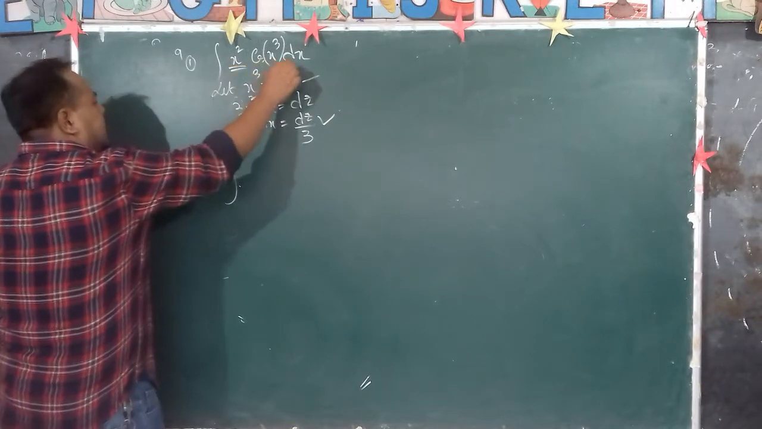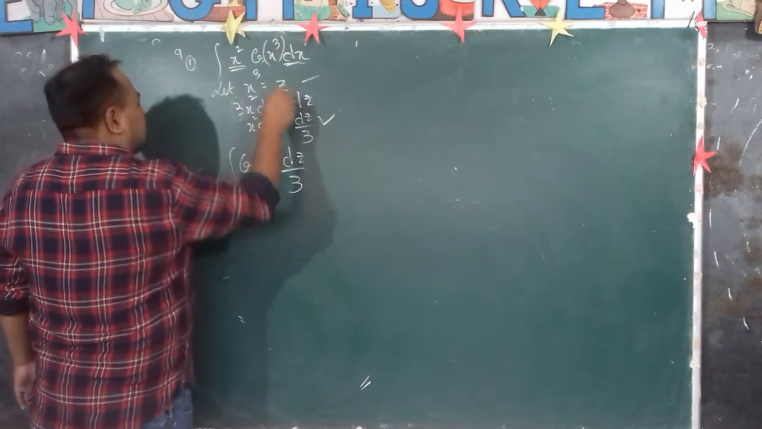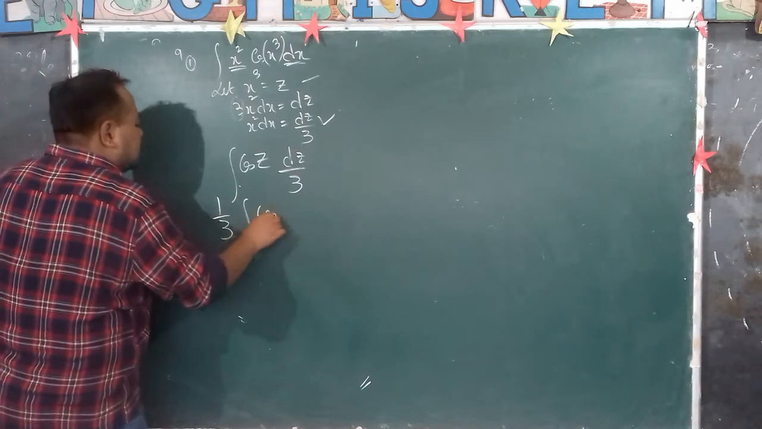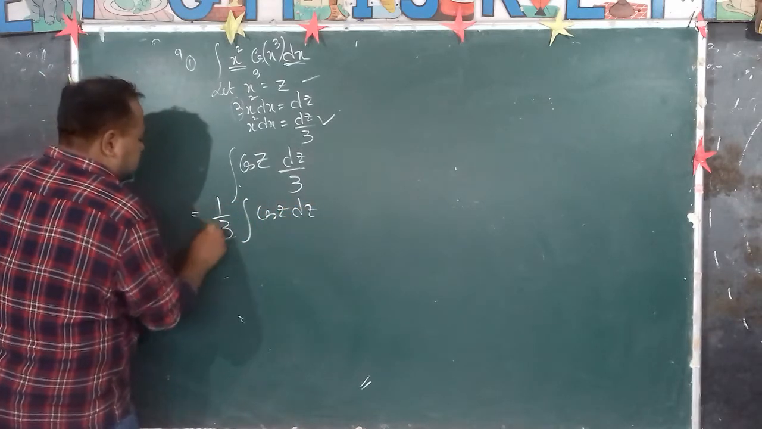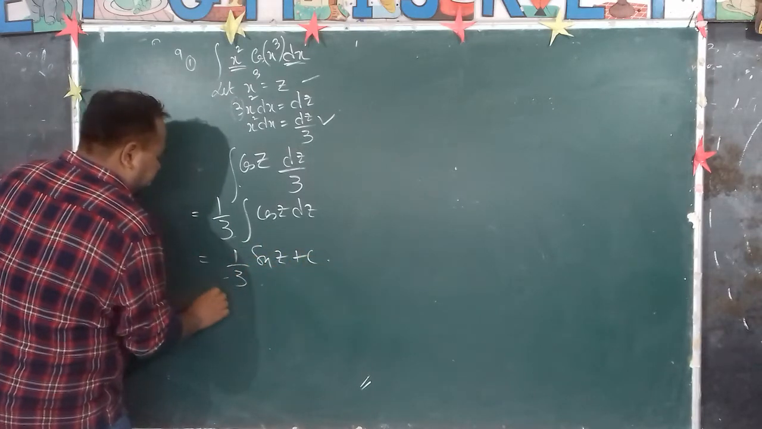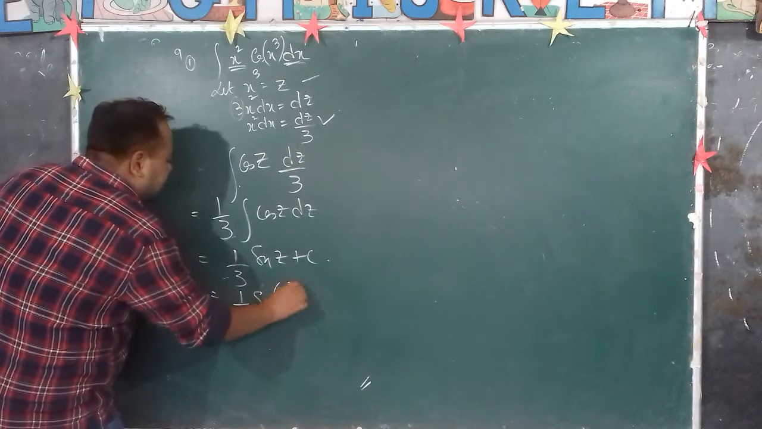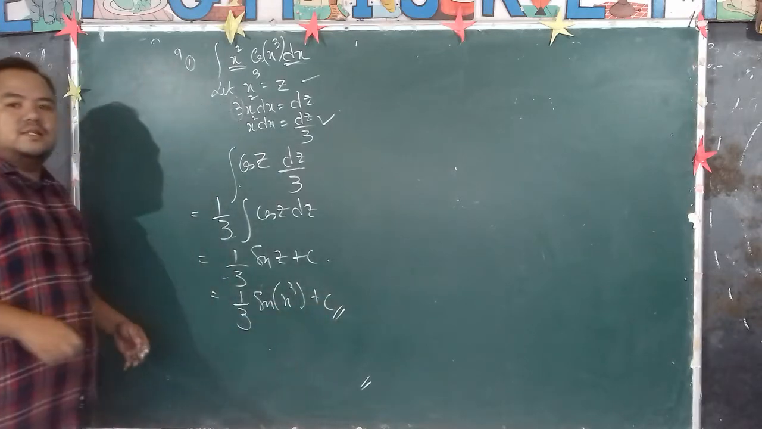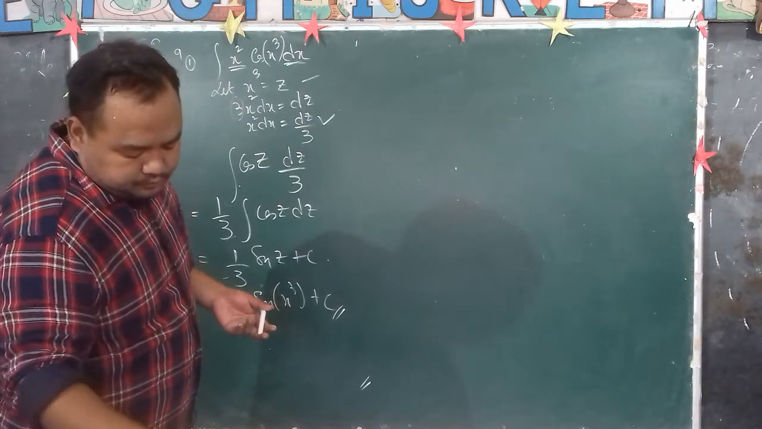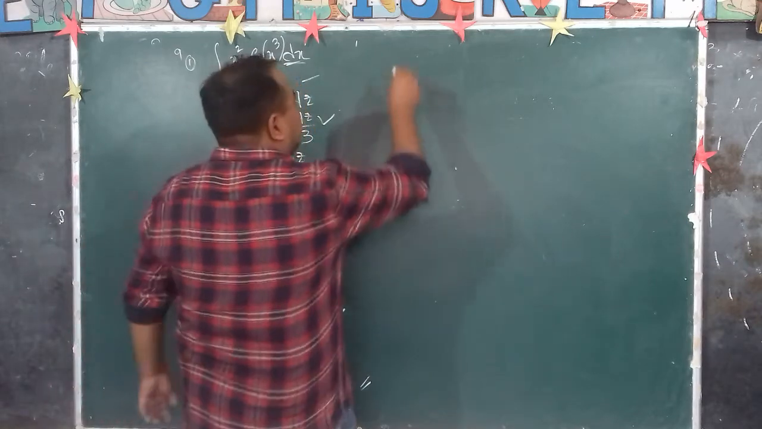Now substitute. Instead of x square dx, I can write dz divided by 3, cos as it is, and instead of x cube I can write z. So 3 goes out, and it becomes 1 by 3 integration cos z dz. What is the integration of cos z? It is sin z plus c. So 1 by 3 as it is, sine of z, and z is x cube, plus c. As you can see, in all the questions we are using the same concept again and again. Is that clear? Okay.